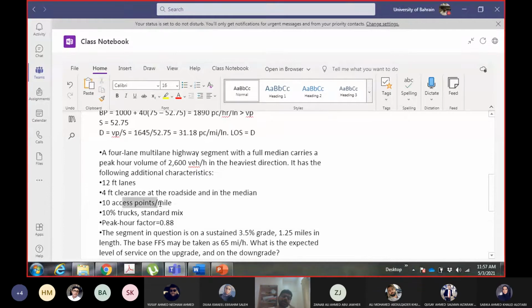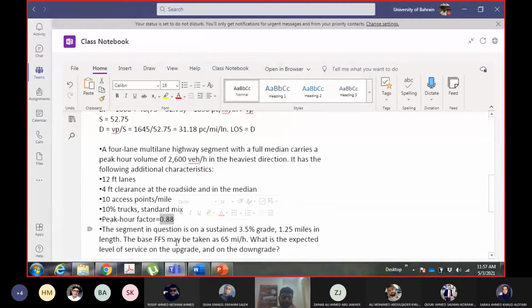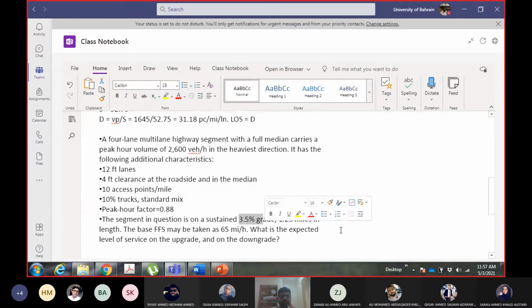10 access points per mile, 10% trucks, standard mix again, meaning 70% single unit trucks, 30% trailer trucks. Peak hour factor is given. This section has a gradient now. So this is something new. This section has a gradient now, 3.5% gradient, 1.25 mile length.